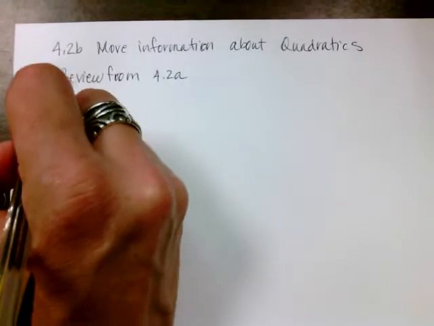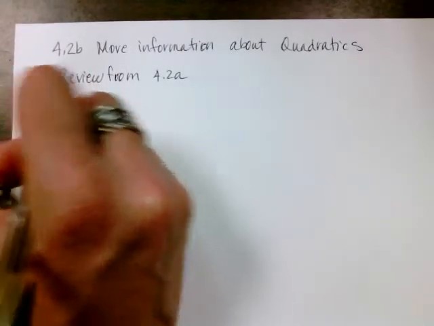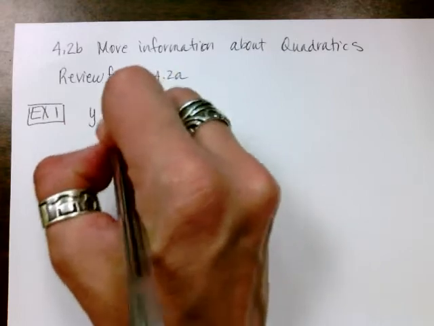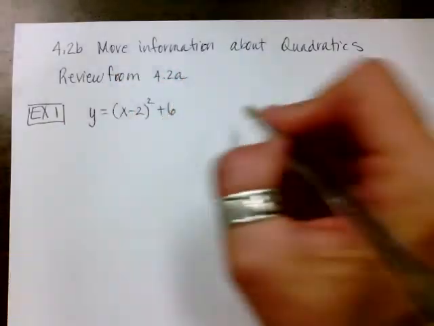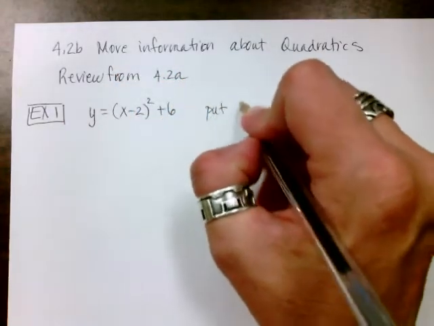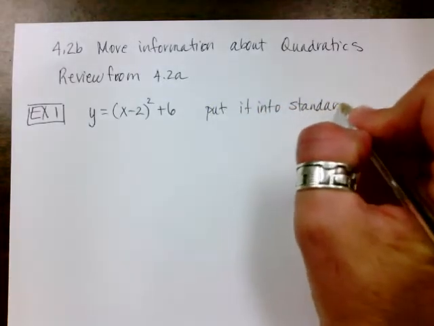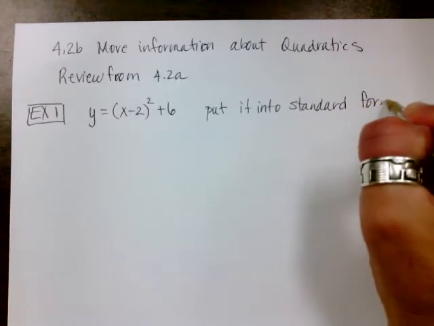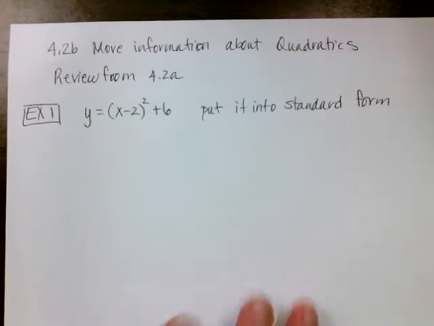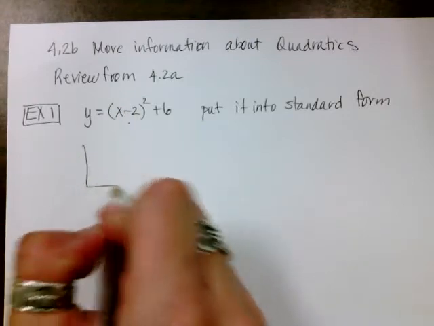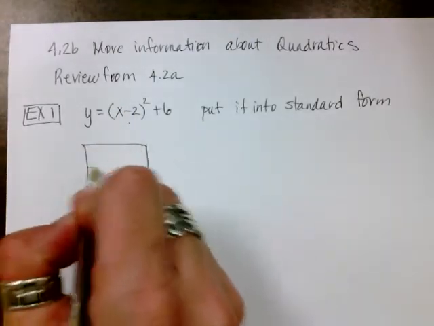Alright, so my first example, example 1, is y is equal to (x minus 2) quantity squared plus 6, and I want you to put it into standard form. So the first thing that I need to do is distribute this, so I'm going to manage that in my little box.